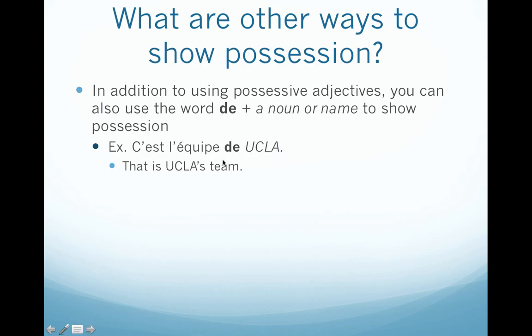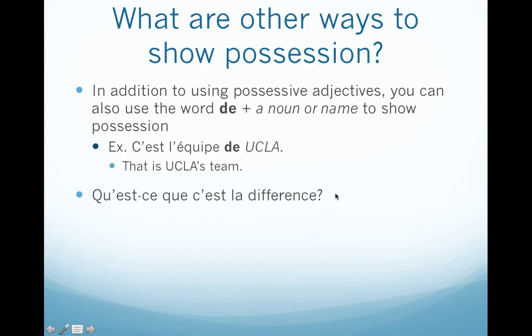In English, we put the apostrophe S to show possession. French people don't do that. So you could not say, c'est UCLA's équipe. That is very English. In French, you have to say, c'est l'équipe de UCLA. It is the team of UCLA. Qu'est-ce que c'est la différence?